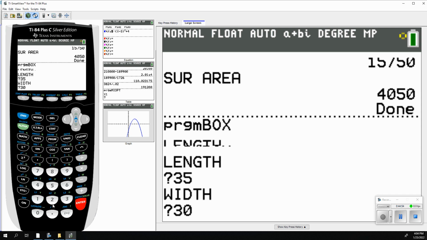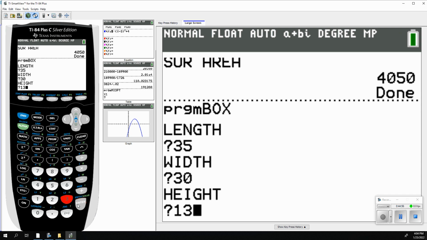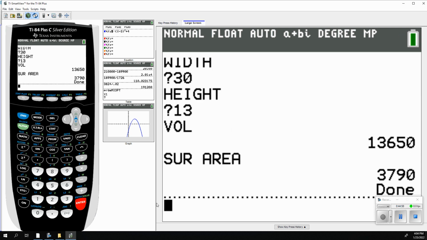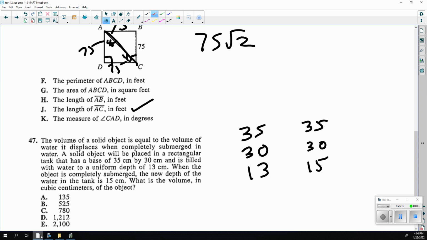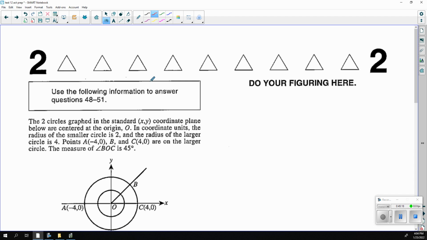Remember that one, or write it down. So it's 15,750 minus the original 13,650. I hope that works. 2,100. It's the difference of the two volumes of the box.